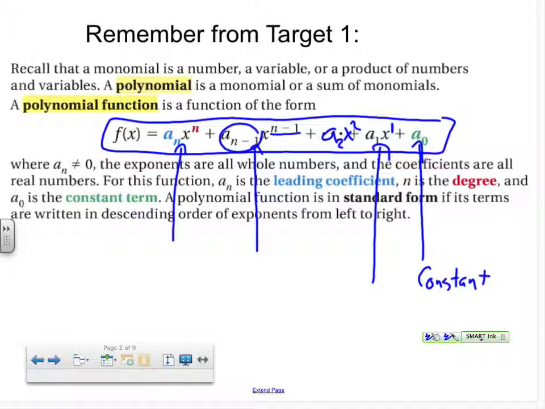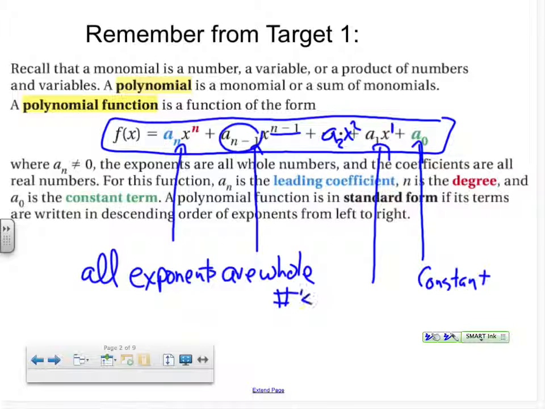One thing to keep in mind, all powers, all exponents are whole numbers. So that means no negatives, no fractions, no decimals. They're all 0, 1, 2, 3, 4, 5, 6, or higher. All right? So that's what a polynomial function is. So let's use it.